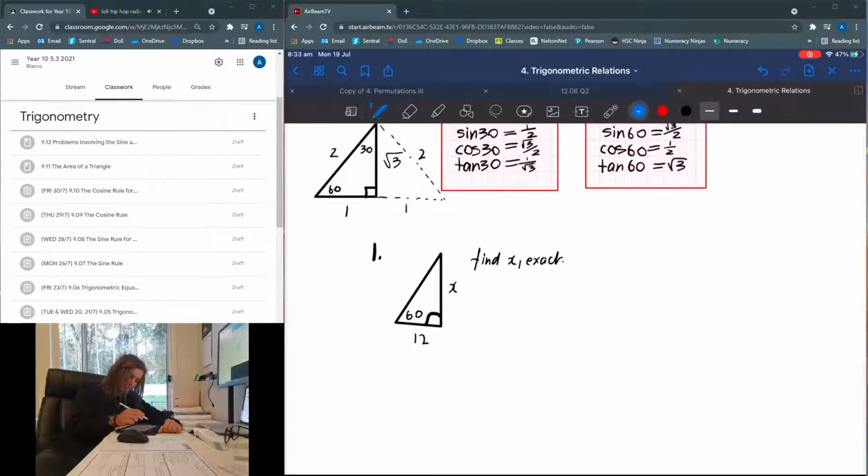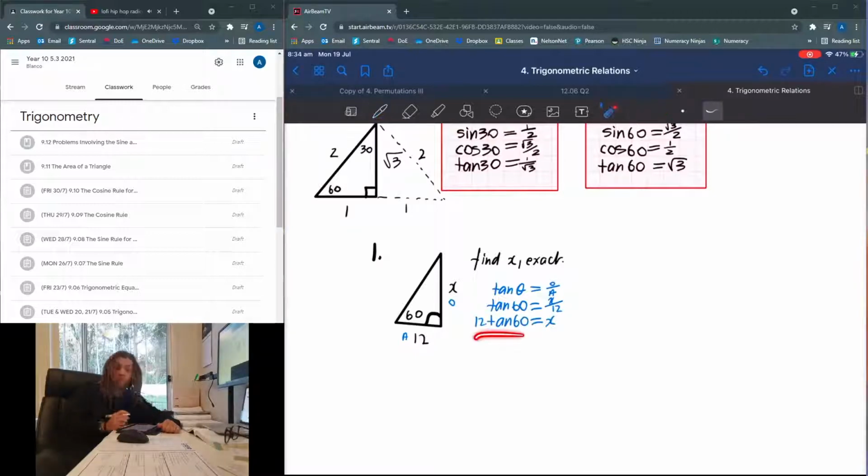So the way I'm going to do that, let's do the solution in blue. Well, I guess you label your triangle: that's opposite, that's adjacent, so I'm looking at tan. Tan is opposite over adjacent, and then I'll fill it in. So tan 60 is x over 12. Then I move the 12 over, so it's 12 tan 60 equals x.